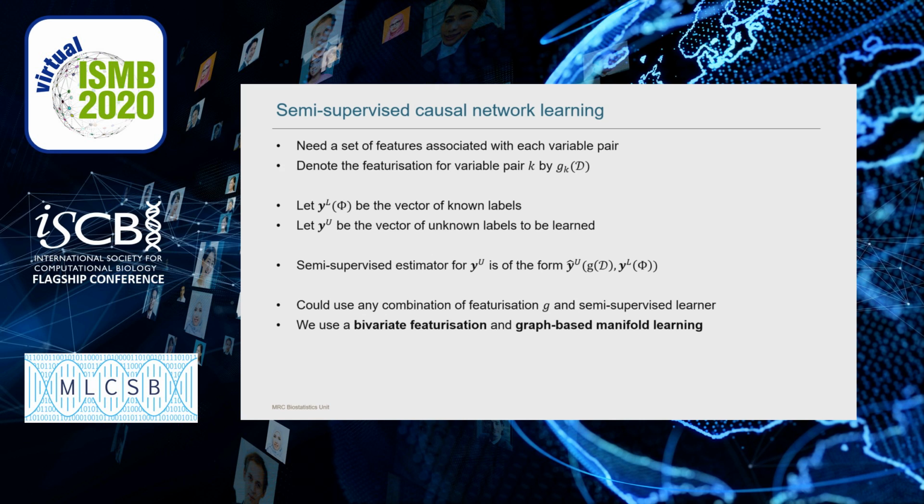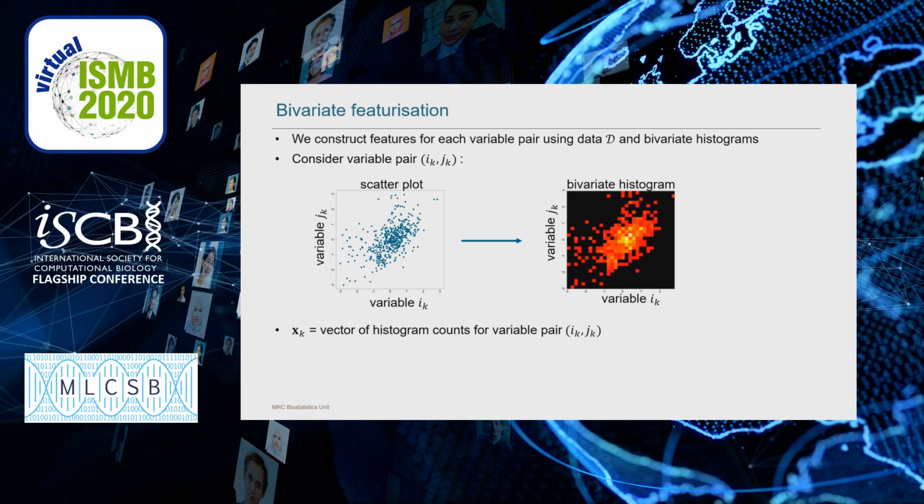So here we use a bivariate featurization and graph-based manifold learning. For the bivariate featurization, we construct features for each variable pair using the n by p data matrix D and bivariate histograms. So if we consider a single variable pair with index k corresponding to entry i_k j_k in the adjacency matrix, then essentially what the featurization does is it plots the data for the two variables against each other. So we have variable i_k on the x-axis, variable j_k on the y-axis, and then we form a bivariate histogram from the scatter plot.